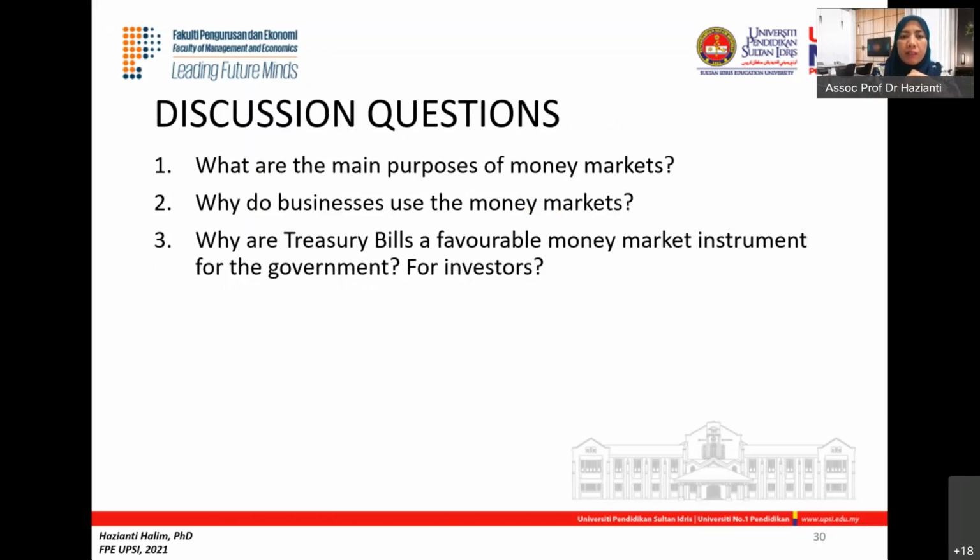So these are also the risks. I'll skip the discussion questions for now. We can come back to this later, but you can try to find the answers when we talk about, for example, the main purpose of the money market. Why do we need a money market? And why do businesses use the money market? And why are treasury bills a favorable money market instrument for the government and for the investor? Earlier we saw that treasury bills are low risk, so low return, but favorable because they are low risk. If you go for low risk or no risk instruments, then this is the best.